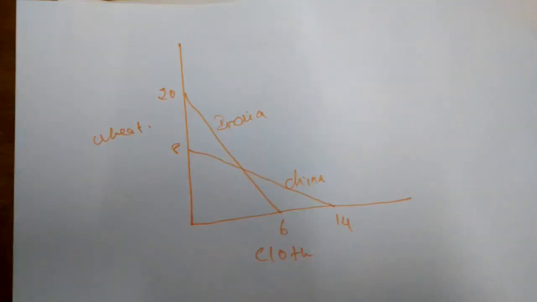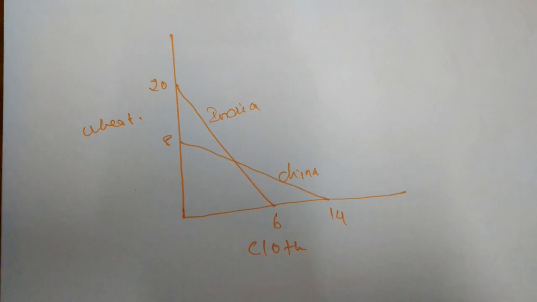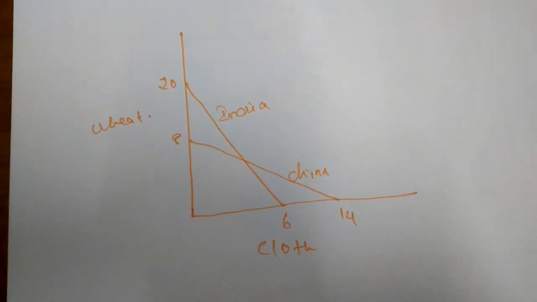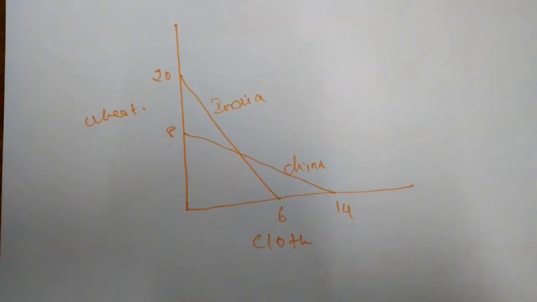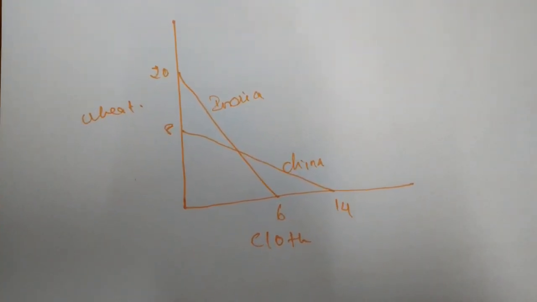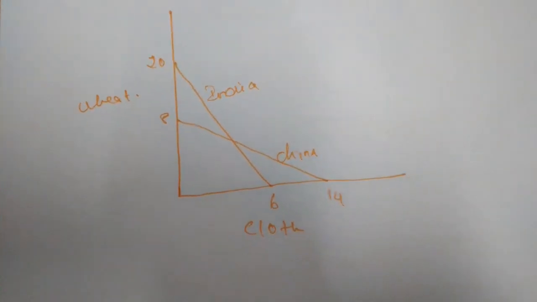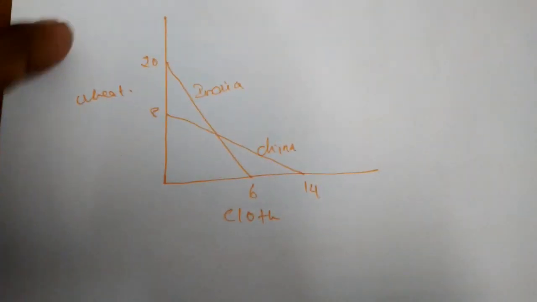So like that, China also has the possibility, or should specialize, in the production of cloth and import wheat from India. So this kind of trade would be mutually beneficial to both India and China. Now when we see the diagram, you can easily understand.